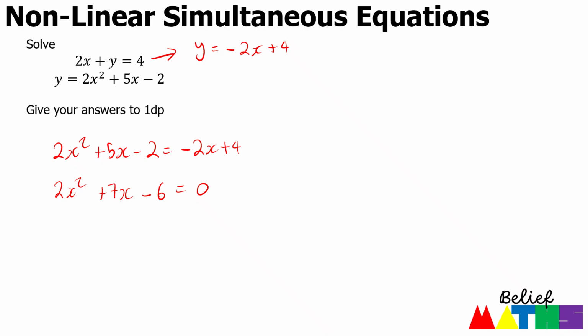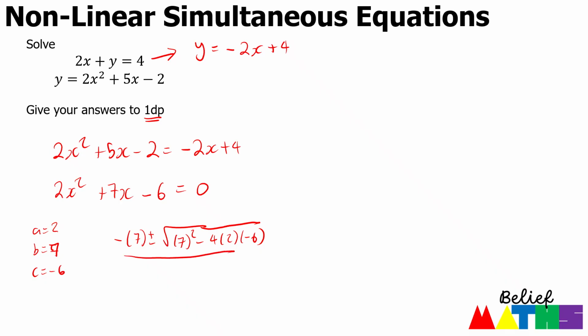Now there's a big hint here, it says give your answer to one decimal place. That means again we're using the quadratic formula to find our x values. So a is 2, b is 7, and c is negative 6. So therefore, minus 7 plus or minus the square root of 7 squared minus 4 times 2 times minus 6, all over 2 times 2. Now that's going to give me two answers. It's going to give me x equals and x equals. And again, we get those two answers from putting either plus or minus in each of those.